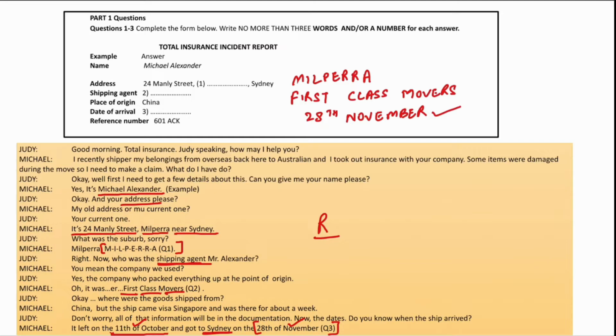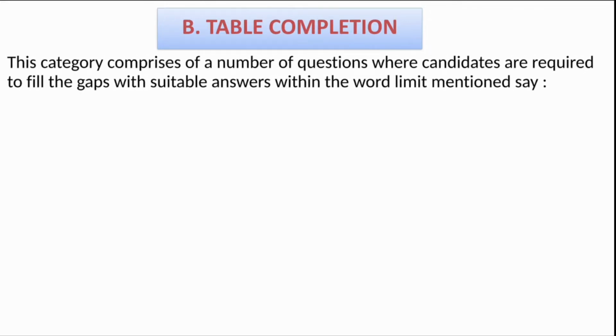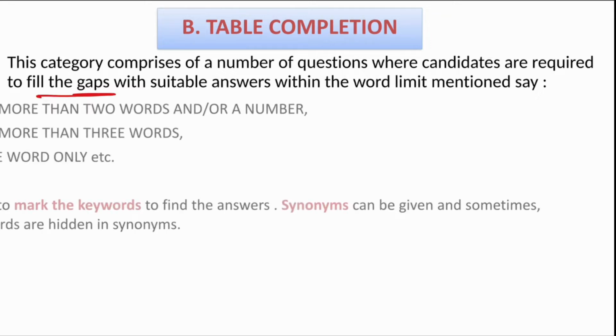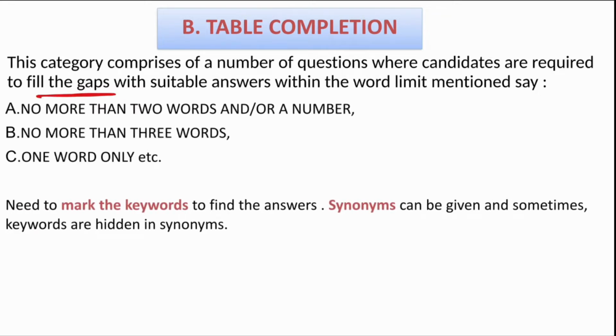There can be a lot of details except for name, date and shipping agent. There can be details like color, related to height, related to time, or anything else which I have told you earlier. So you need to recognize all the questions by marking the keywords properly and understand the audio as well. Next, we will talk about table completion. Now here, this category comprises a number of questions where candidates are required to fill the gaps with suitable answers.